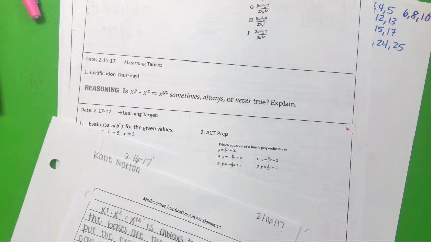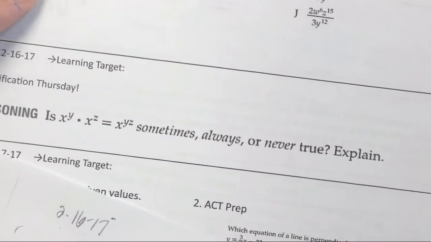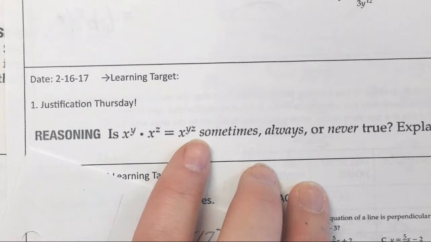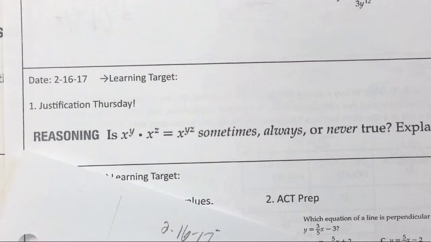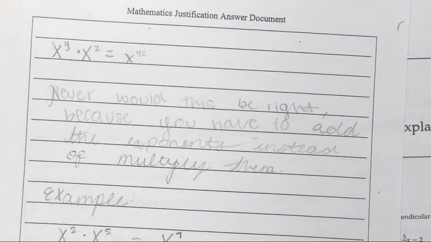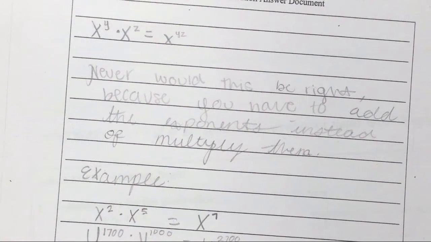I'm going to go over the answers to the spelling error, and then we've got to get going on what we're doing today, or it'll never get finished, because we're moving on today. So the problem asked: is x to the y times x to the z equal to x to the y z sometimes, always, or never true? One person said this person has the correct answer. They said it would never be right.